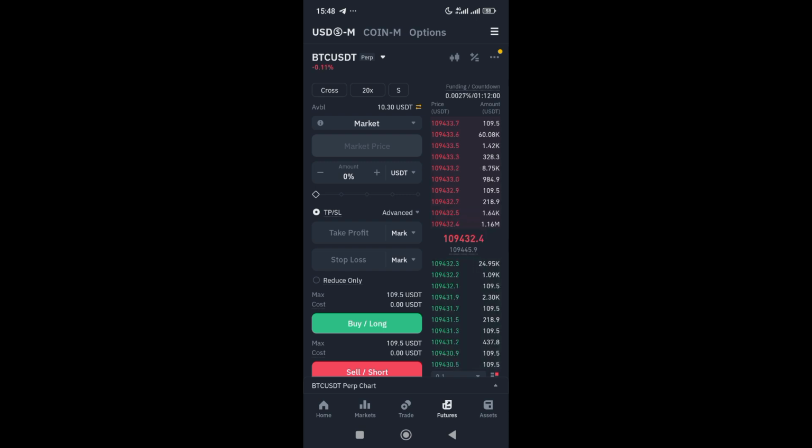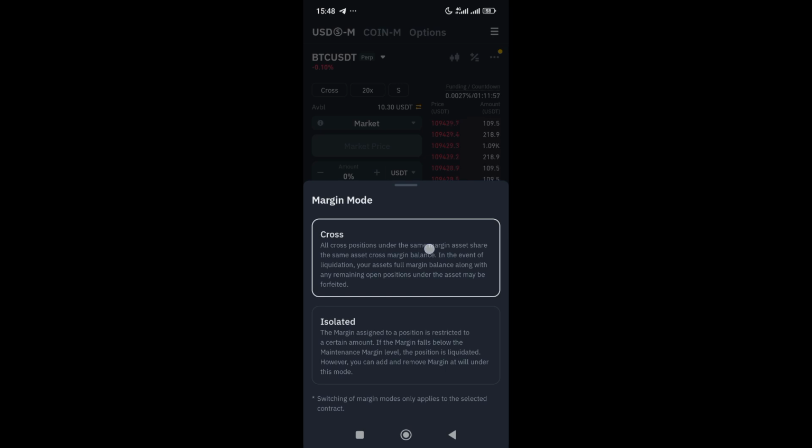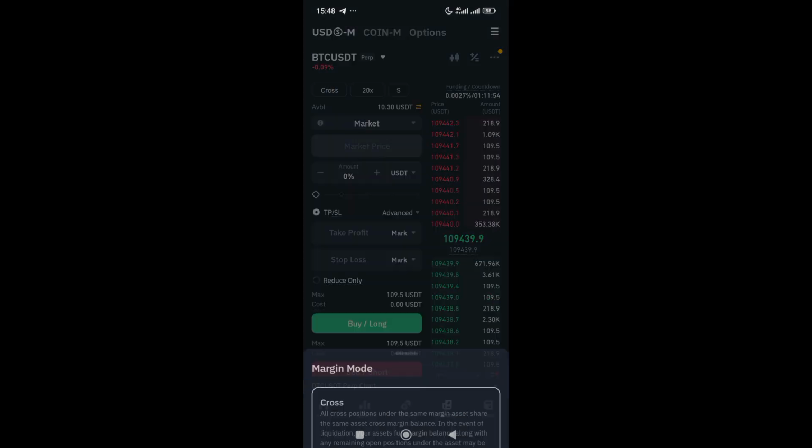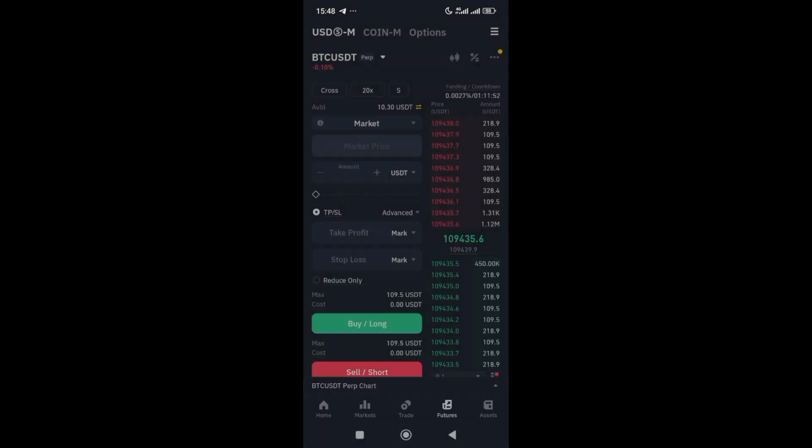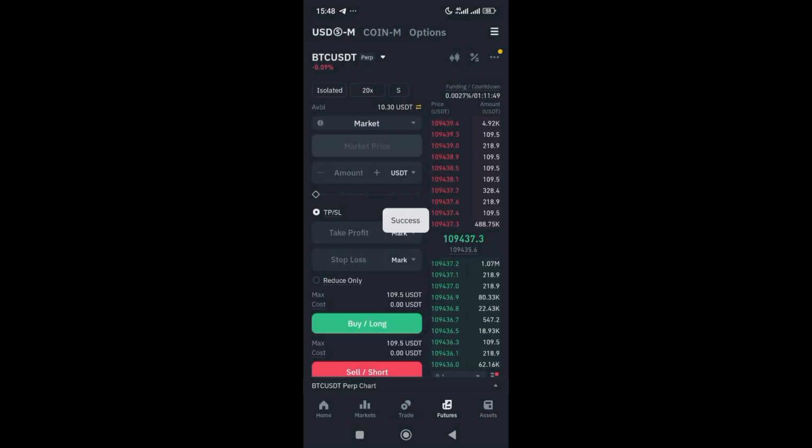Now tap here if you want to change it to isolated, because we have cross and we have isolated. So now I'm going to change it to isolated. That is how to change it. Isolated means that if I'm using $5 and the trade goes against me, I'm going to lose only that $5 if I don't use a stop loss. So I'll be left with $5 over here. Hope you understood.